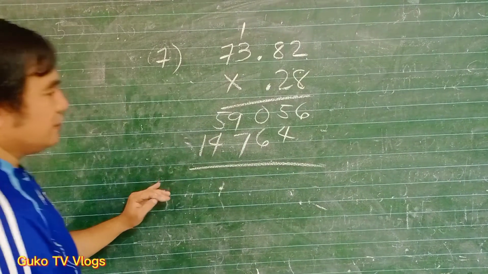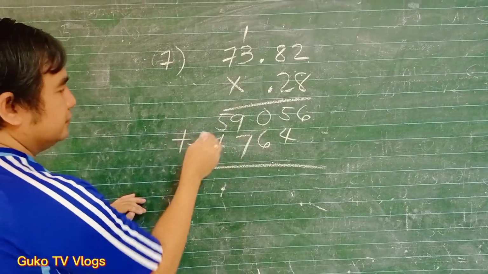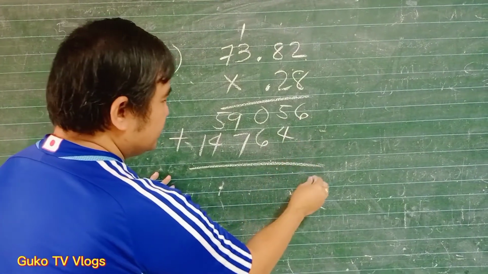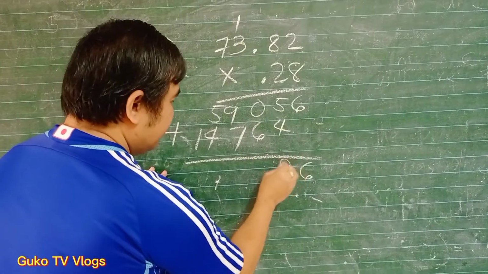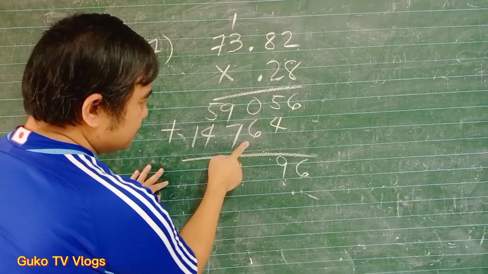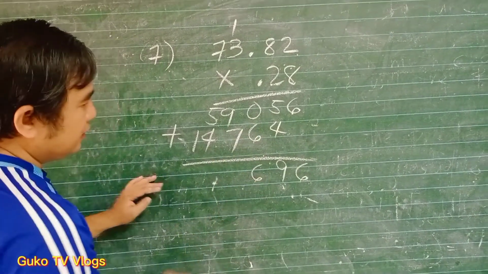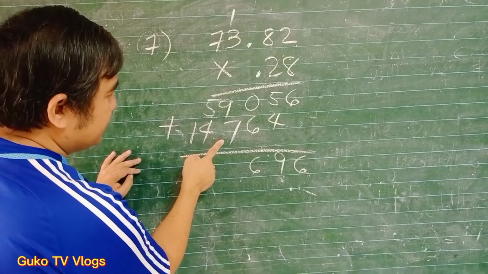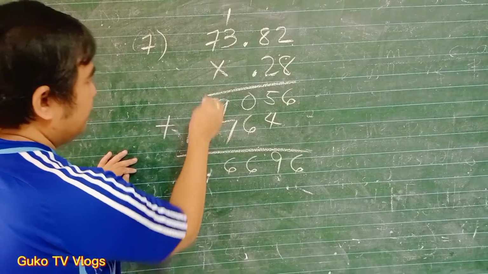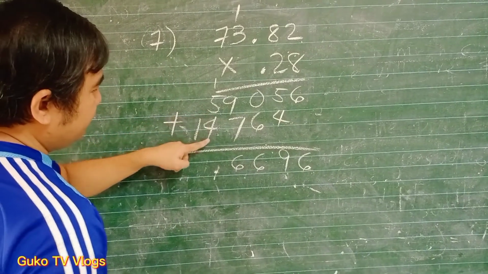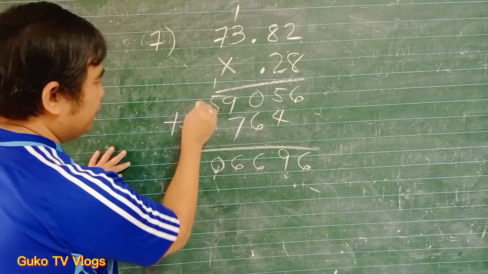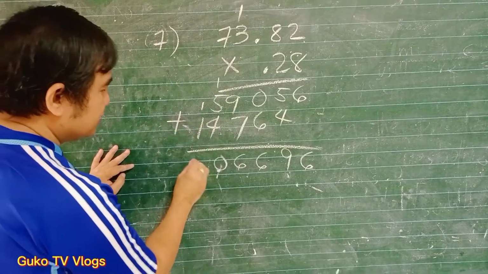Then what is the next step? We have to add. So 6 plus 0 is 6. Then we have 5 plus 4 is 9. Then 0 plus 6 is 6. Then 9 plus 7 is 16. So 6 carry 1. Then 1 plus 5 is 6. Plus 4 is 10. So 0 carry 1. Then 1 plus 1 is 2.